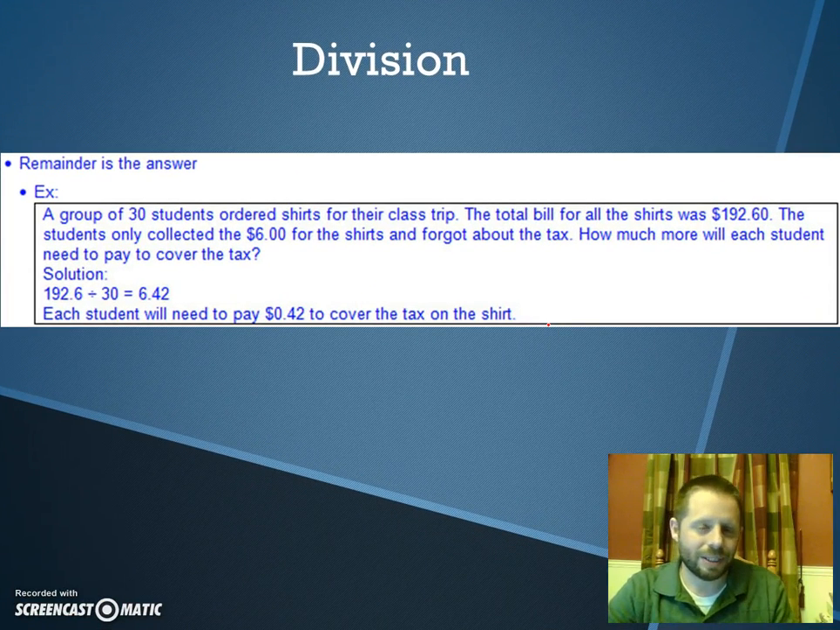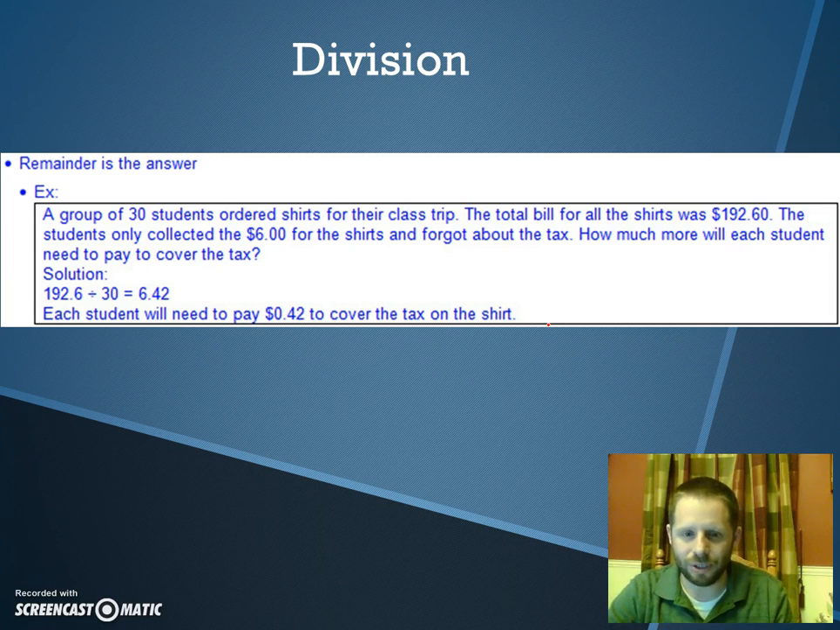Now, sometimes our remainder is our actual answer. It's the answer to the question. So here's an example of that. It says a group of 30 students ordered shirts for their class trip. The total bill for all the shirts was $192.60. The students only collected $6 for the shirts and forgot about the tax. How much more will each student need to pay in order to cover the tax?